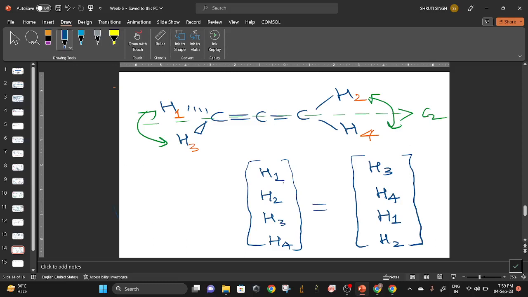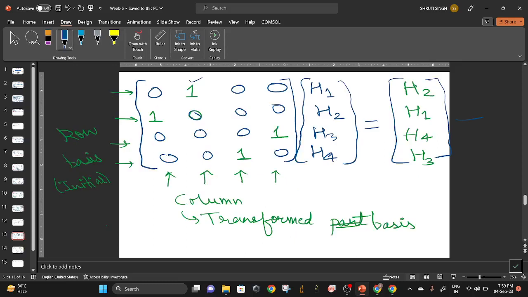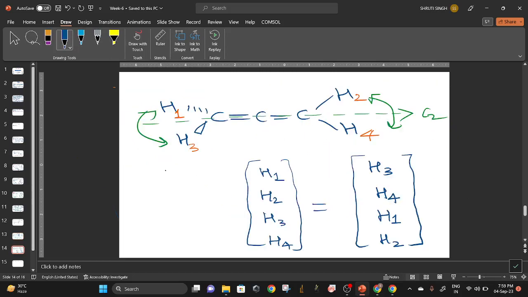Because the original basis 1, 2, 3, 4 is the same, if I use this same matrix, I will get the earlier transformed basis. So I have to change the transformation matrix now.